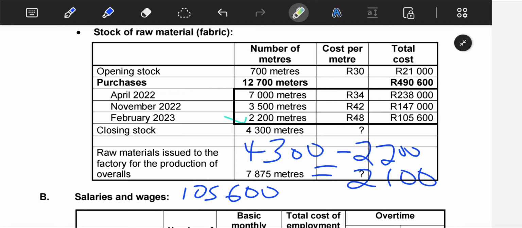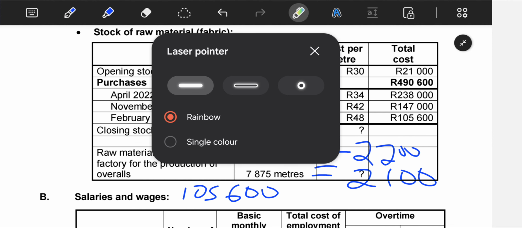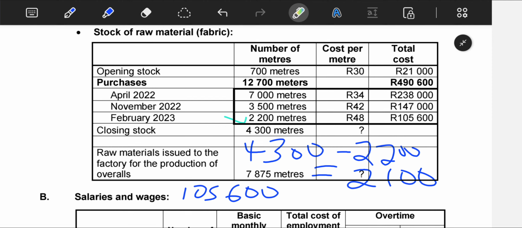We are doing this because every stock that we have been purchasing has a different price. In February, when we bought our raw material, it was 48 Rand 1 meter. In November, it was 42 Rand 1 meter. In April, it was 34 Rand 1 meter. So different meters are costing different amounts of money.